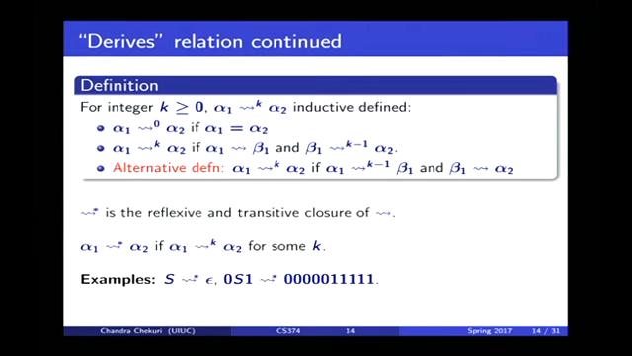Okay, and then we can define the star. What is a star? That is alpha 1 derives star alpha 2: in as many steps as you want, if there exists some k such that alpha 1 derives alpha 2 in k steps. This is a shorthand for the closure, or what's called the transitive and reflexive closure of this relation. It's intuitive, I'm just putting mathematical words.